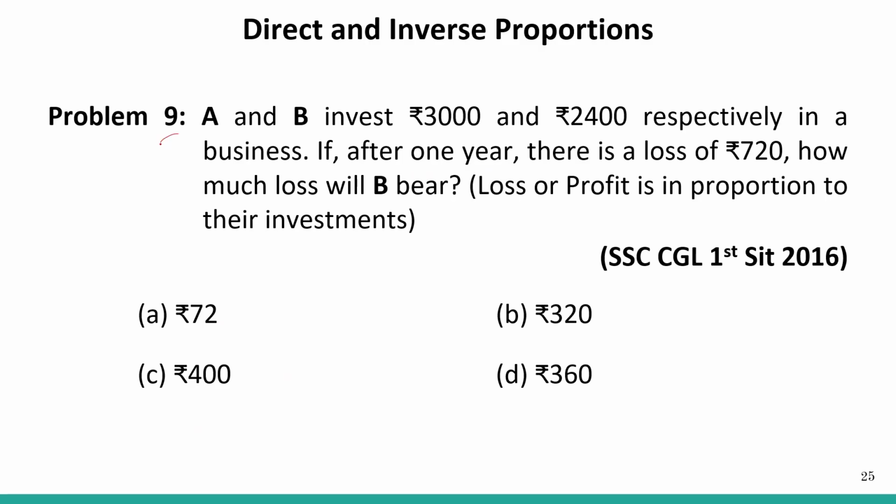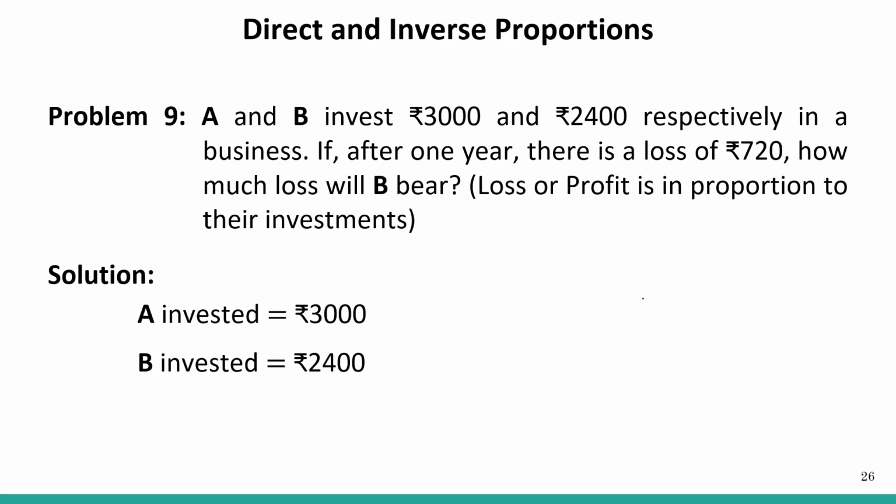So let's see problem number 9. So A and B invest 3000 and 2400 respectively in a business. So after 1 year, there is a loss of 720 rupees. Okay. So the loss is 720 rupees. So how much loss will B bear? Okay. So loss or profit is in proportion to their investments, right? So is it 72, 320, 360 or 400? Let's figure it out. So this question has been asked in SSC CGL first sitting 2016 exam.